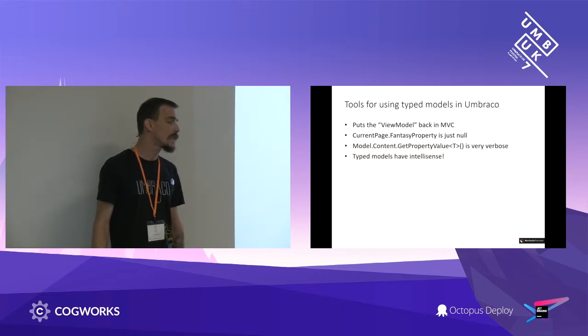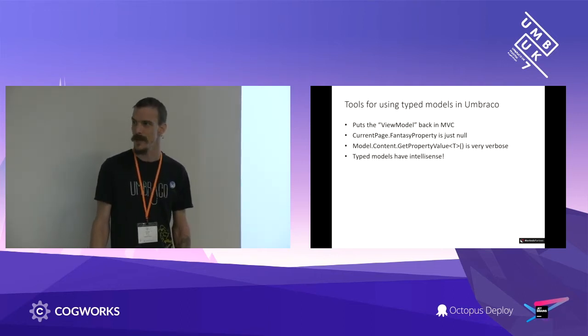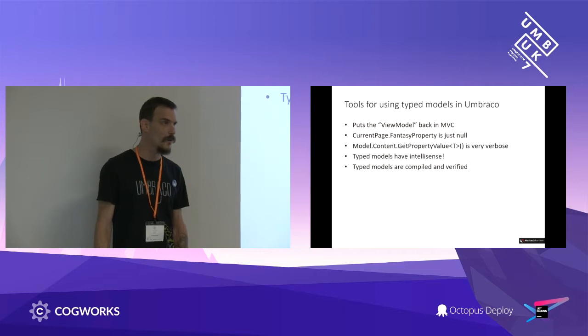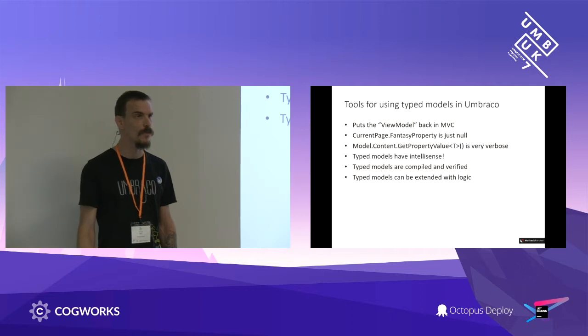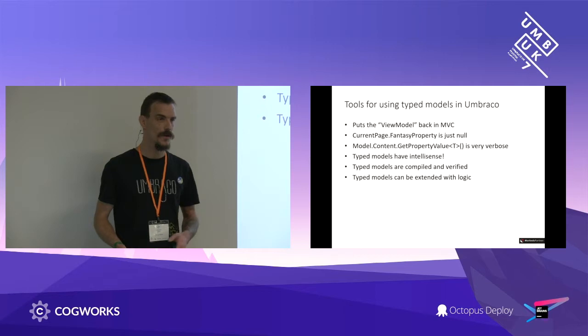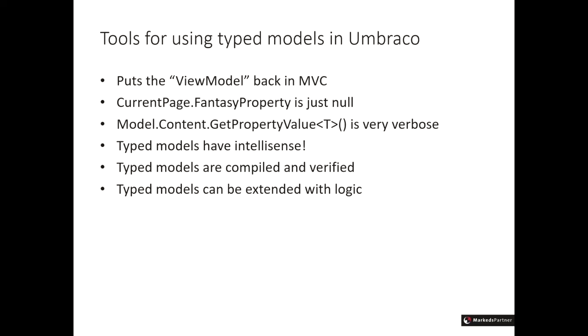First thing about type models is that they have IntelliSense. The IDE will tell you what to type next or even complete your statements. So that's a good addition. And they are compiled and verified, so whenever you make a mistake, the compiler will tell you when you use it in code. And finally, you can extend those models with logic. So you can remove any ifs, any calculations from your views. You put those in your models or your controllers. And you get really clean views with that. And it's basically just more fun.